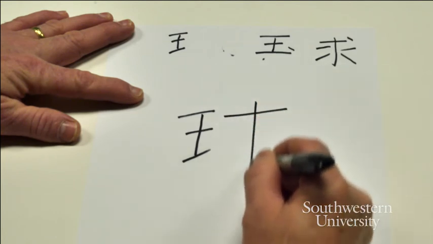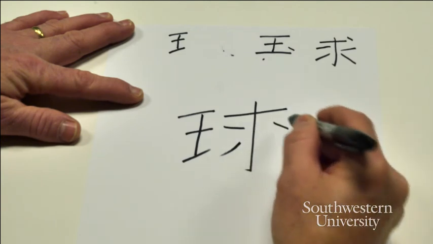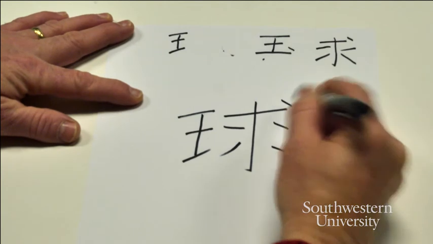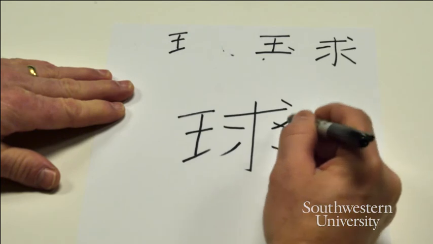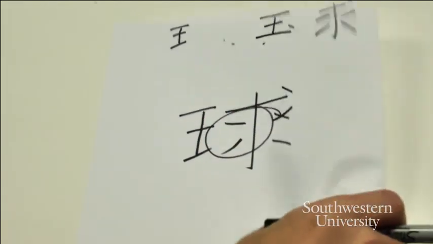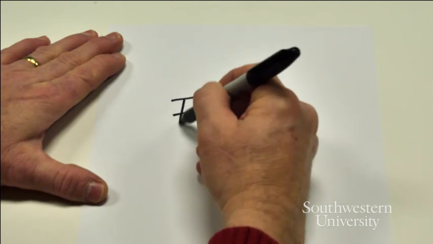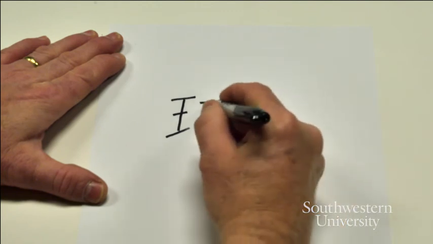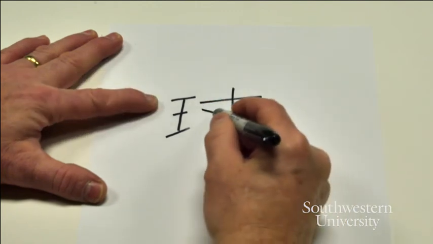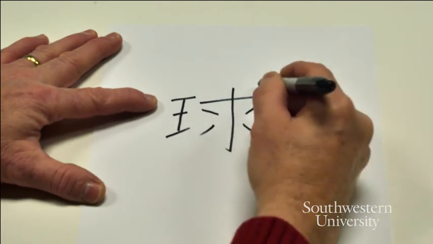Hung, shu go, dian, dian, dian, oh, dian, dian. This one actually should be coming in a little bit like this. Let me write this one over again. Qiu, a ball. Hung, hung, shu, hung, hung, shu go, hung, pie, pie, dian, dian.